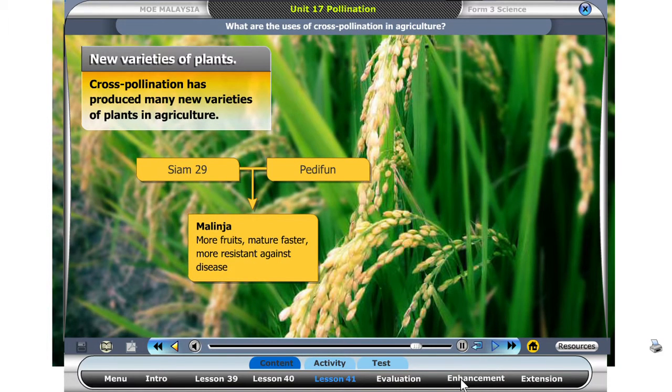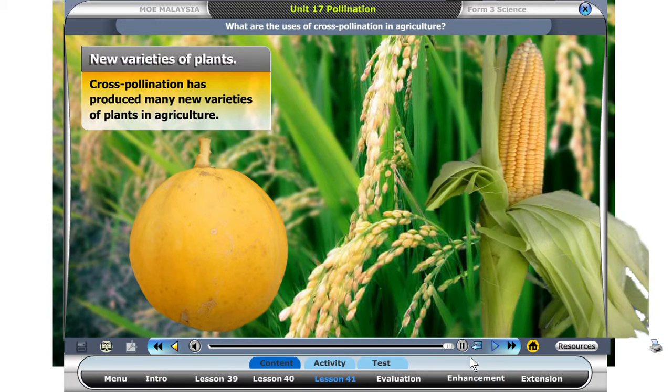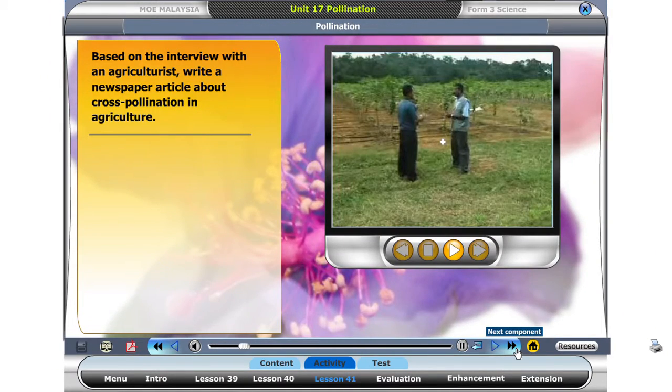Malinja, a new strain of paddy, is a cross between Siam 29 and Paddy Fun. This type of paddy produces more fruits which mature faster and are more resistant against diseases. Let's watch an interview with an agriculturist. Based on the interview, write a newspaper article about cross-pollination in agriculture.